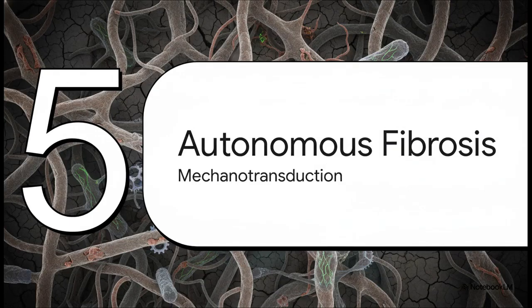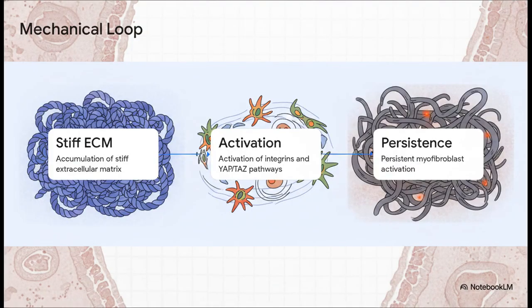Which leads us to Section 5, autonomous fibrosis. We're looking at mechanotransduction and organ damage. All right, so early on, fibroblasts need chemical signals like TGF-beta from immune cells to make collagen. But eventually, a physical, mechanical feedback loop takes over.